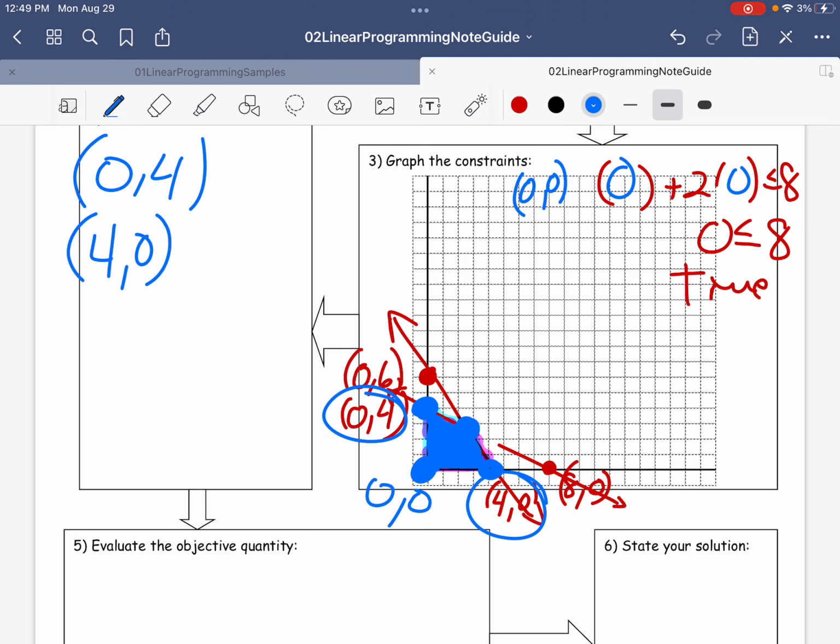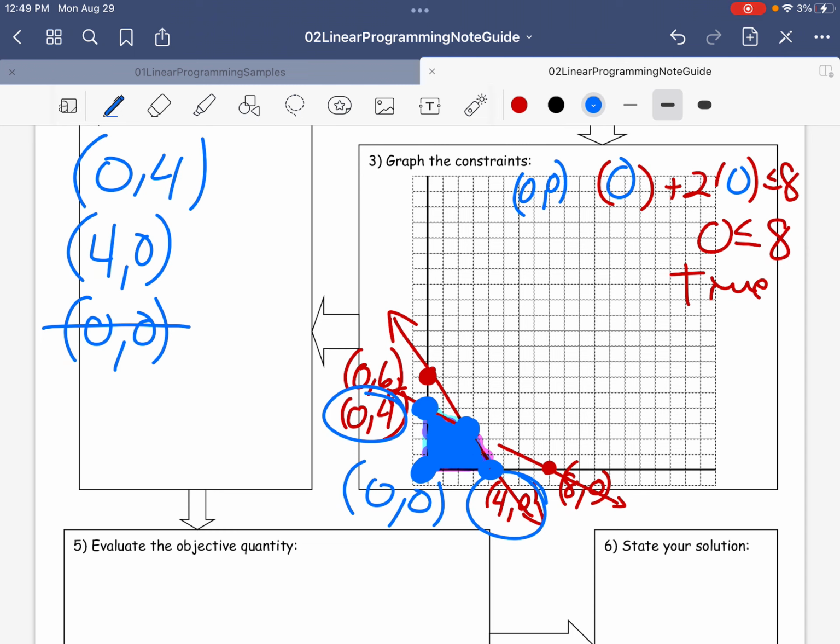Now, technically, (0, 0) is a vertex because it's at the edge of the graph, although it doesn't take long for students to say that there's no way that's going to give us our maximum profit. It's certainly the smallest number, but it technically is a vertex.